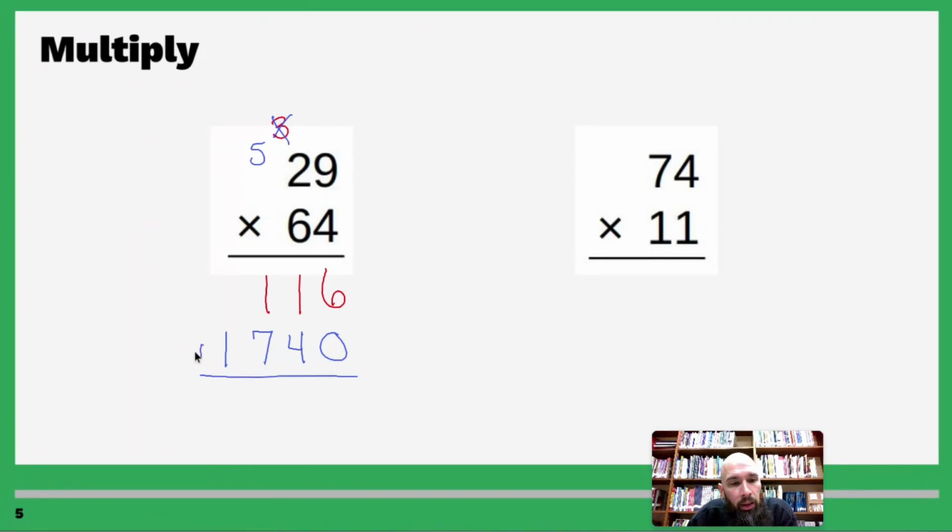And we add these two numbers. 6 plus 0 is 6. 1 plus 4 is 5. 1 plus 7 is 8. Nothing plus 1 is 1. 1, 2, 3 digits, you get a comma. The answer is 1,856.